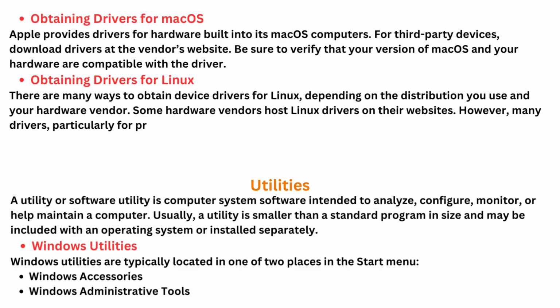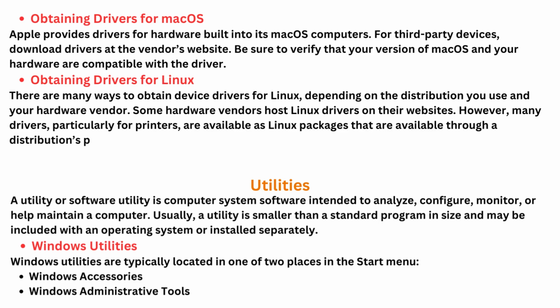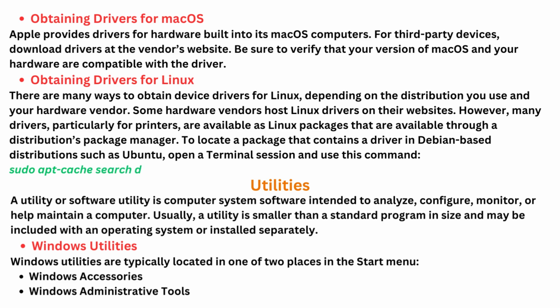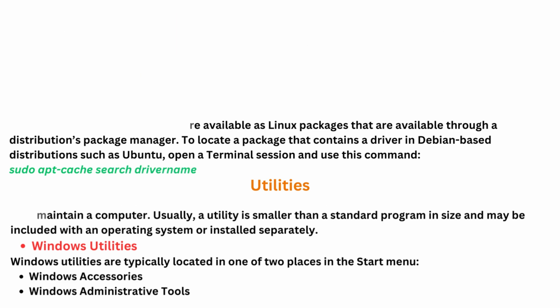Utilities. A utility, or software utility, is computer system software intended to analyze, configure, monitor, or help maintain a computer. Usually, a utility is smaller than a standard program in size and may be included with an operating system or installed separately. Windows utilities. Windows utilities are typically located in one of two places in the Start menu: Windows Accessories and Windows Administrative Tools. Here is a list of some of the most useful utilities.